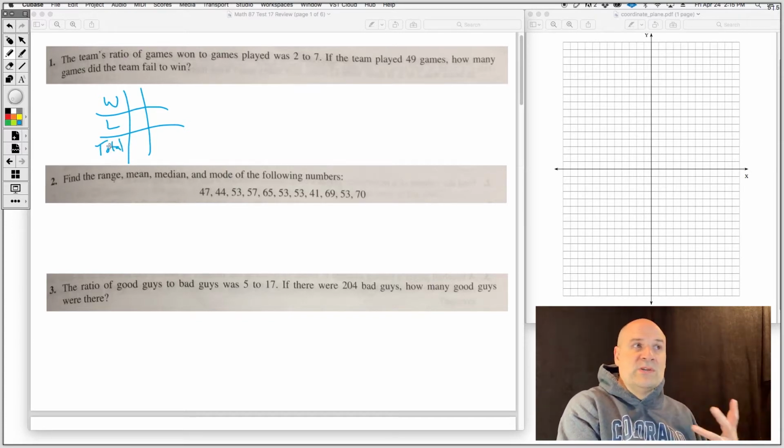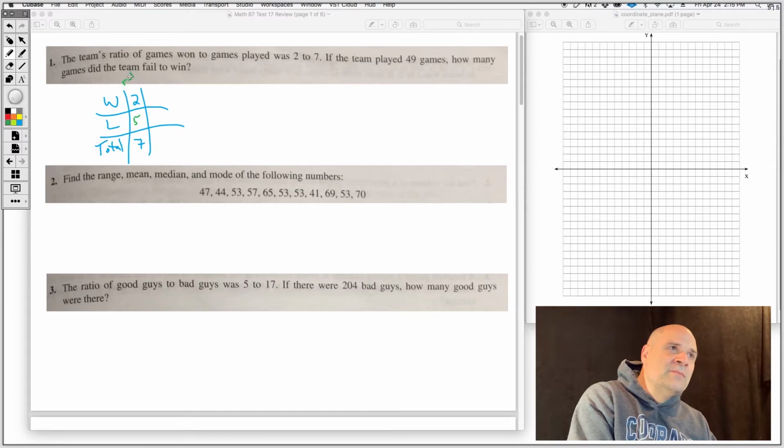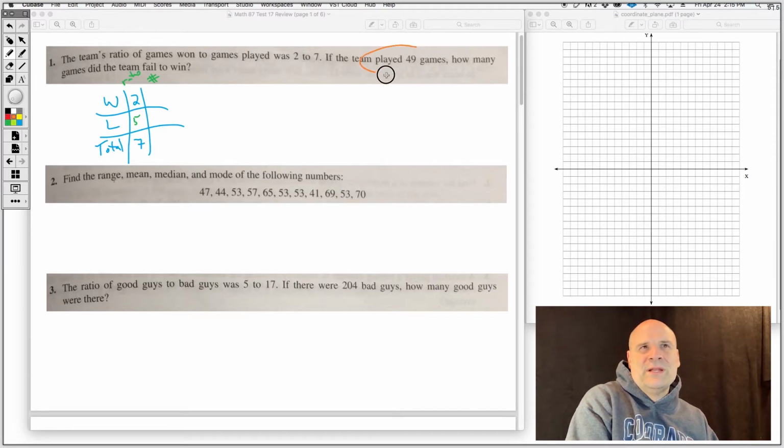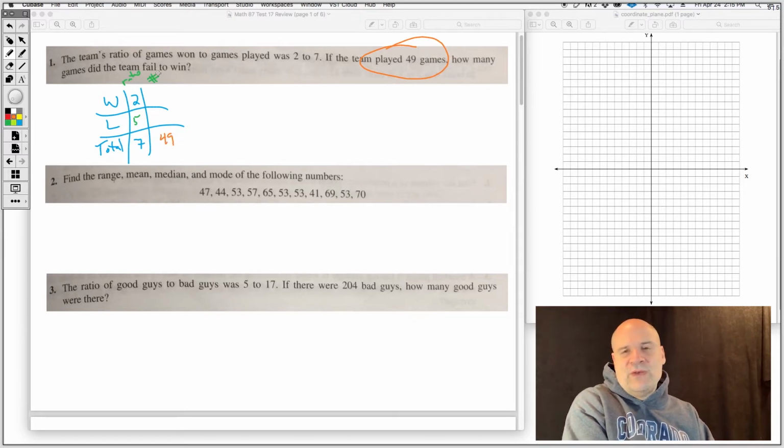So when it says ratio of games won to games played, we would put a 2 here, and games played as total would go there, 7. So what's the ratio? What's the number for losses? That has to be a 5. Okay, so that's something we had to figure out. All right, so this is our ratio column, and this is our actual number column. So when we look at this, 49 games, if the team played 49 games, where does that 49 go? It goes right here. And then how many games did the team fail to win?